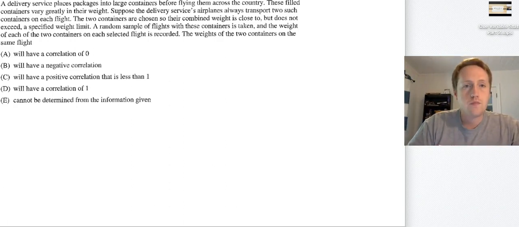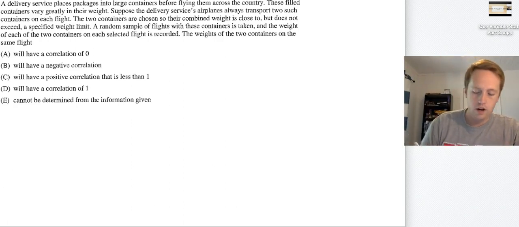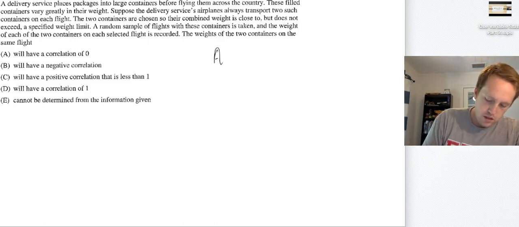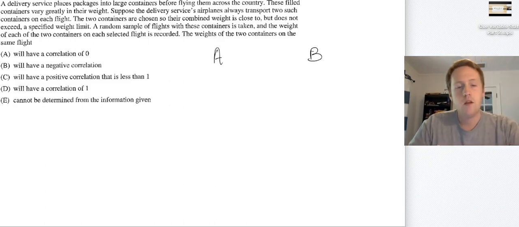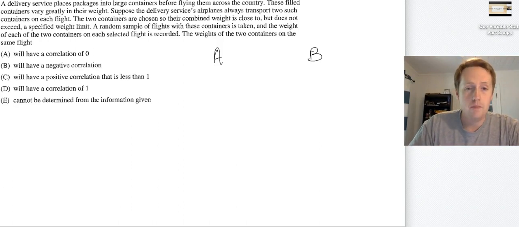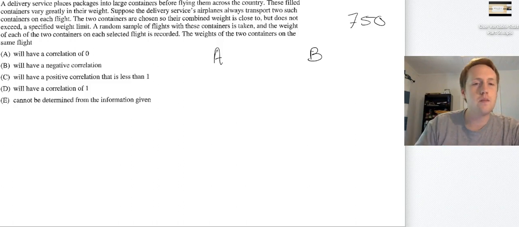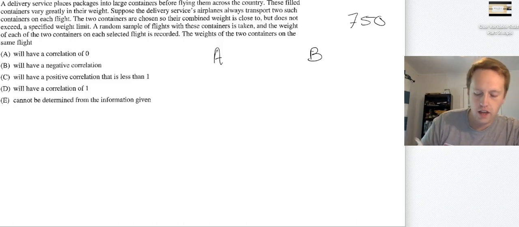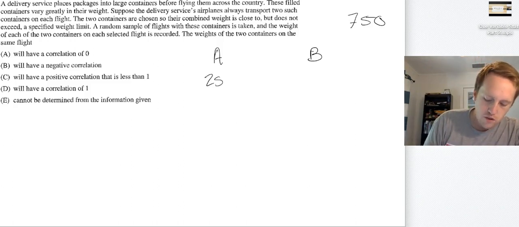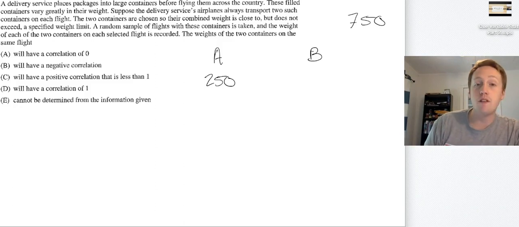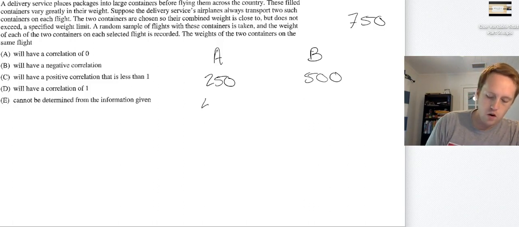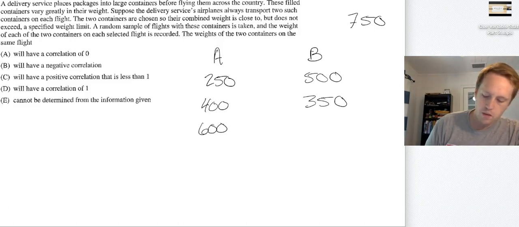So we have the 2 shipping containers. We'll call them shipping container A and shipping container B. There's a weight limit. So let's say the weight limit is, I don't know, 750. We're just going to do this by maximums because it'll be easier to understand. So if A was 250, B could be up to 500. If A was 400, B could be 350. If A was 600, B could be 150.